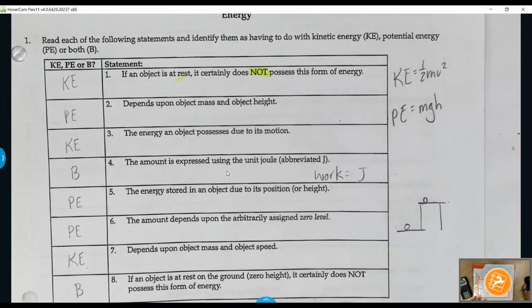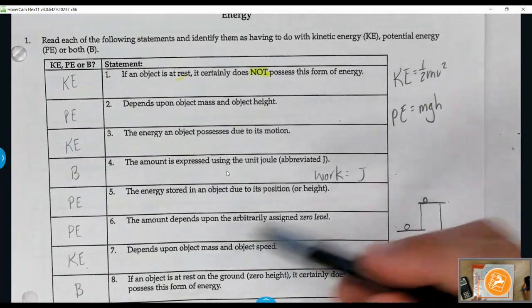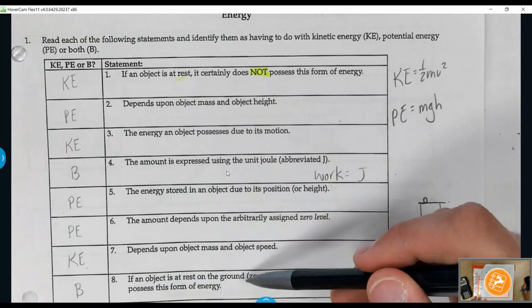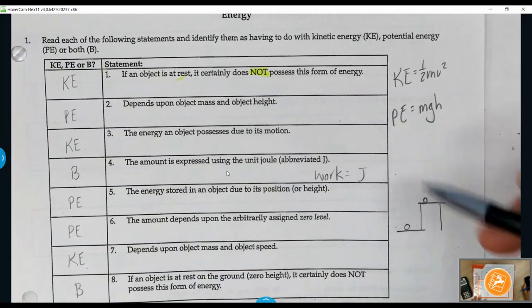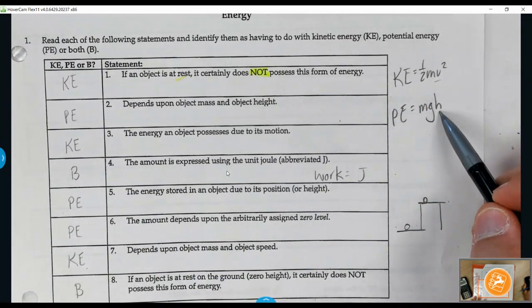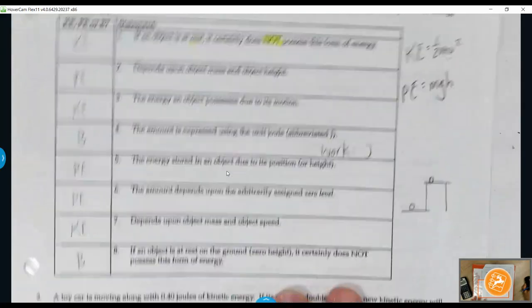So yes, its potential here depends on mass and speed, kinetic. If an object is at rest on the ground, zero height, it certainly does not possess this form of energy. Well, if it's at rest, V is zero, the whole thing is zero. And if the height is zero, this thing is zero. So both of them.